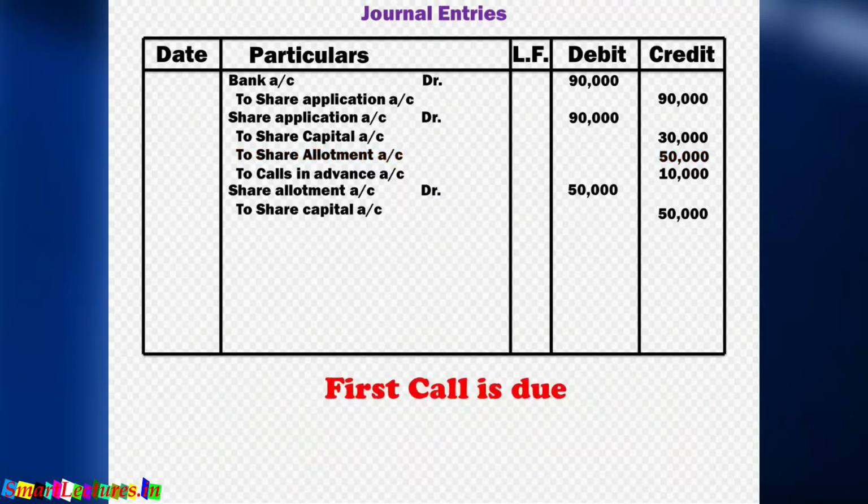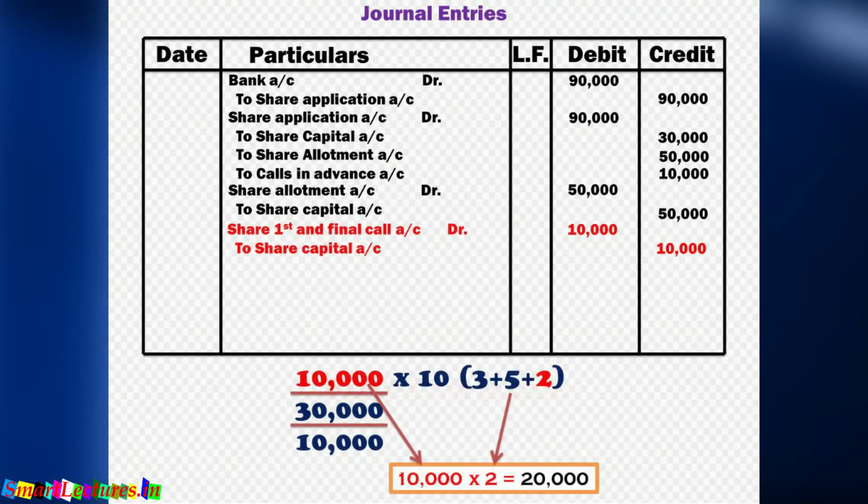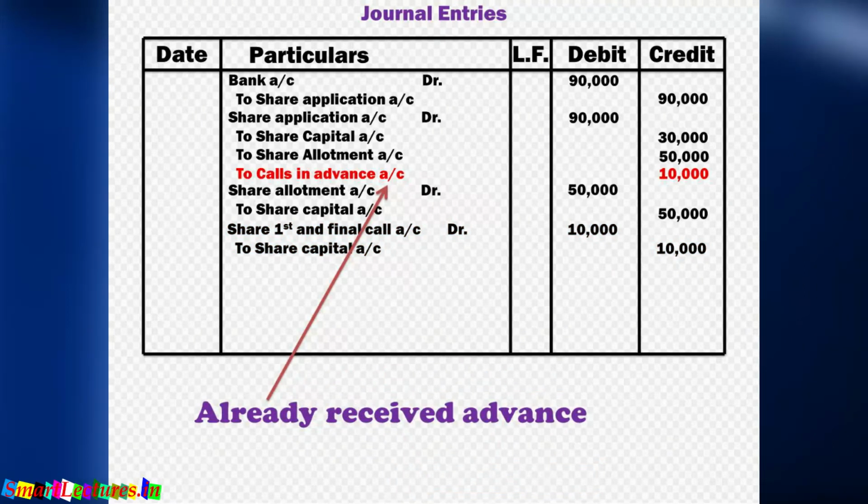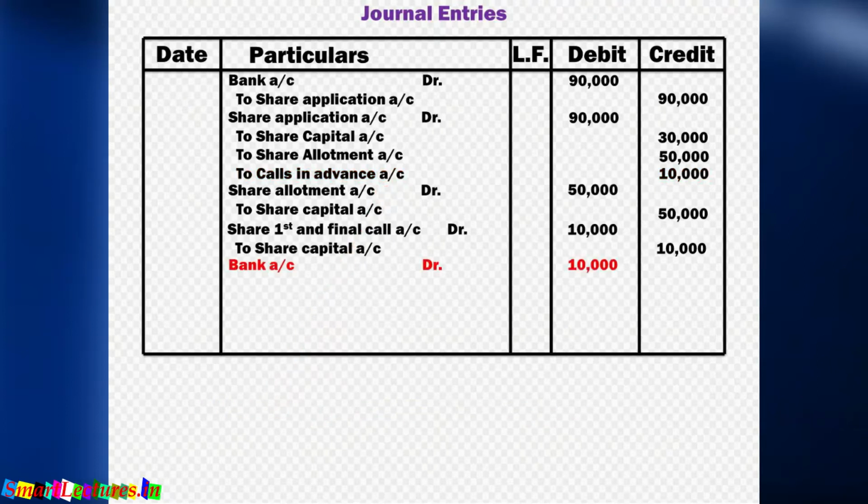Then first call is due. Journal entry will be share first and final call account debit to share capital account 10,000 rupees. But this time you will get only 10,000 rupees out of 20,000 because you have already received rupees 10,000 as an advance. So the journal entry will be bank account debit 10,000 rupees, calls in advance account debit 10,000 rupees, and to first and final call account 20,000 rupees.